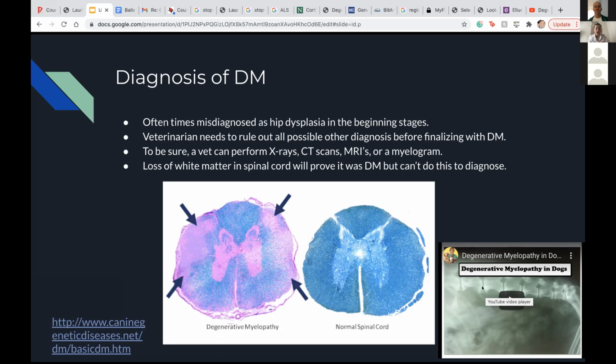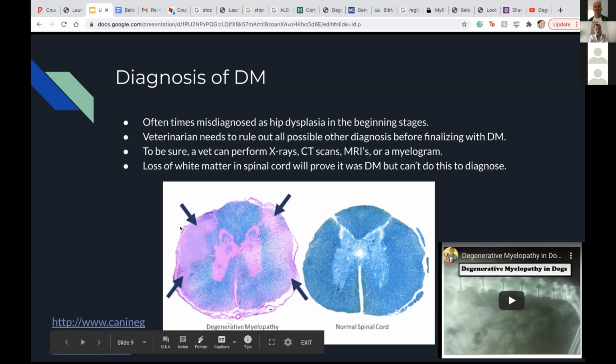And then the MRI is similar to the CT scan, but looking more into the spinal cord and make sure there's nothing wrong with the internal of the spinal cord first. Myelograms aren't really used very often in veterinary practice, but it's very similar to a CT scan or an MRI. They just use different dyes to highlight different areas that they're looking for.